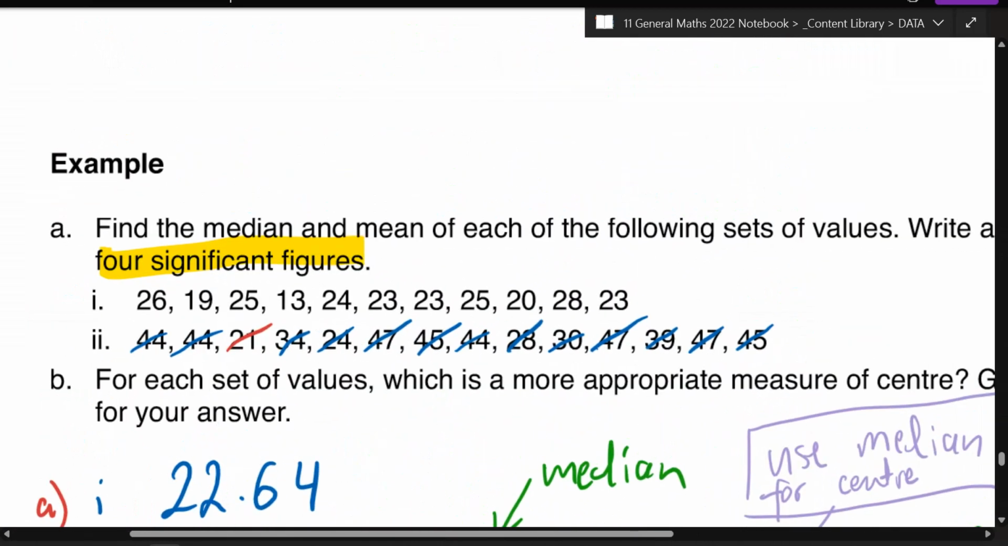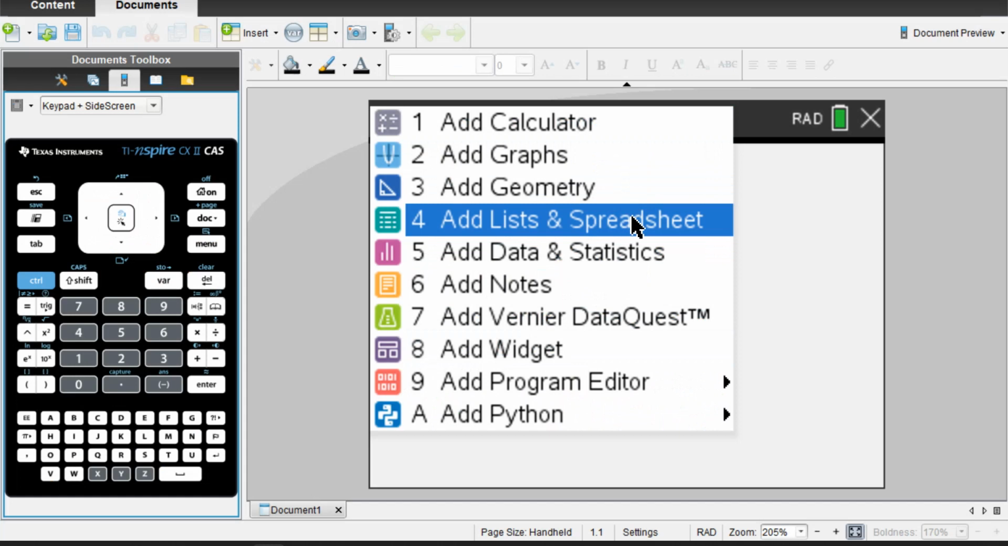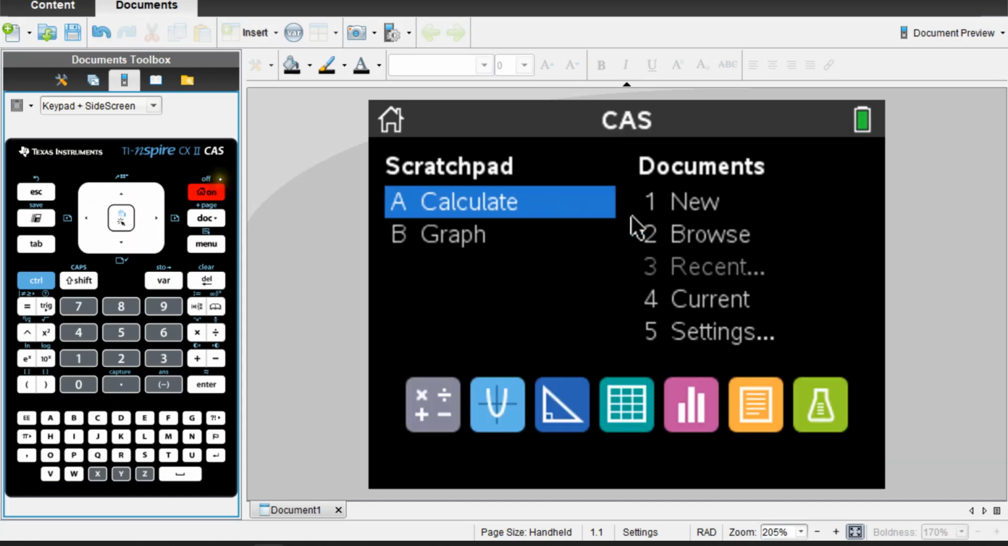Okay, let's put this data into our calculator. I don't know what it represents. That doesn't really matter, but I just want to give you a quick recap on how to put data in your calculator. Okay, so home button, remember that.